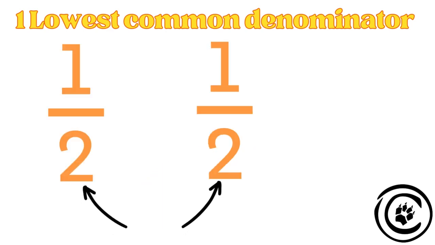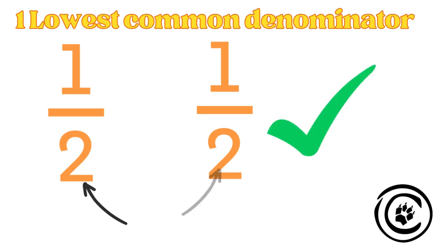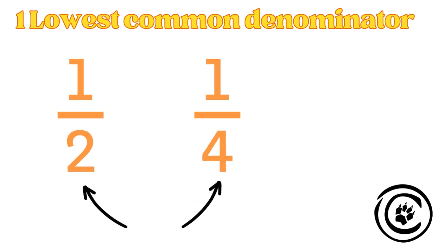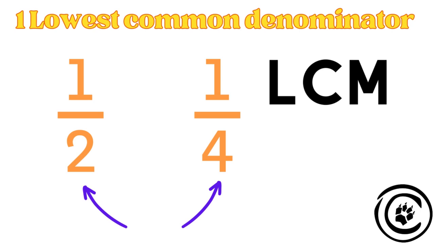First, make sure the fractions have the same denominator, the bottom number. If they already do, great. If not, find a common denominator by finding the lowest common multiple, that is the LCM of the two denominators.